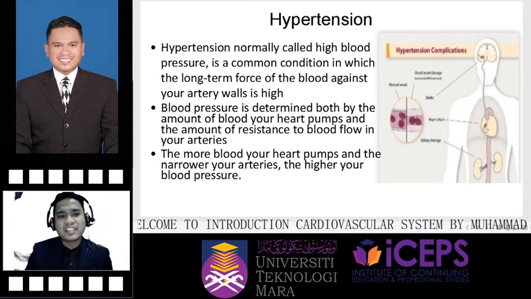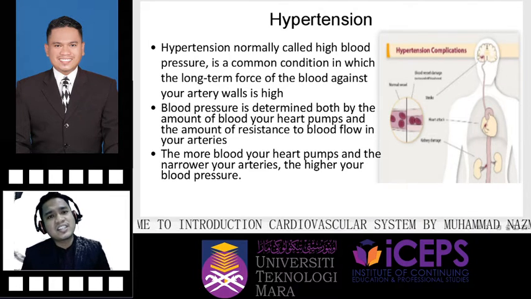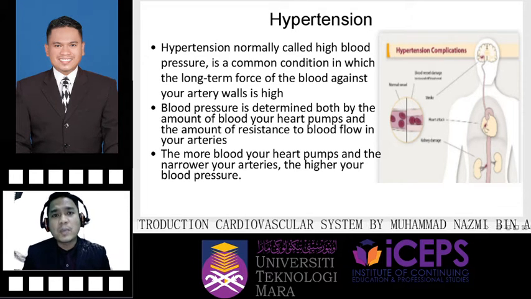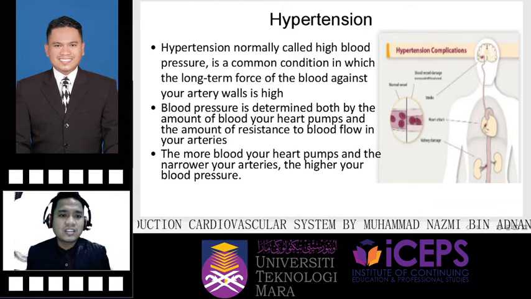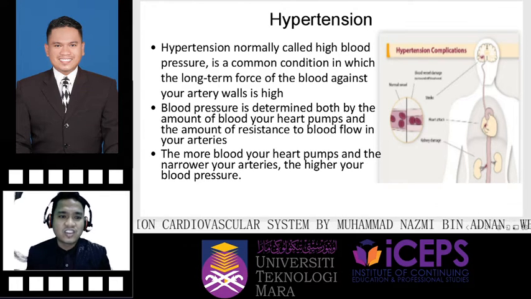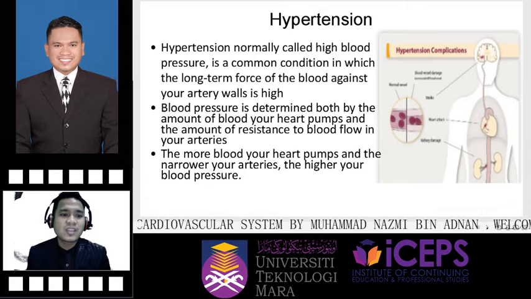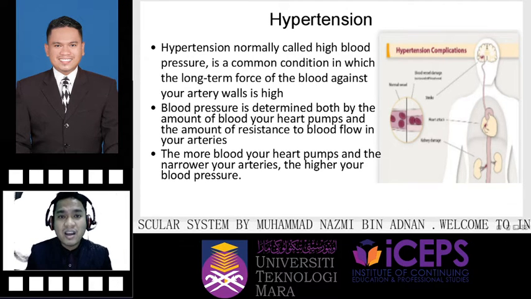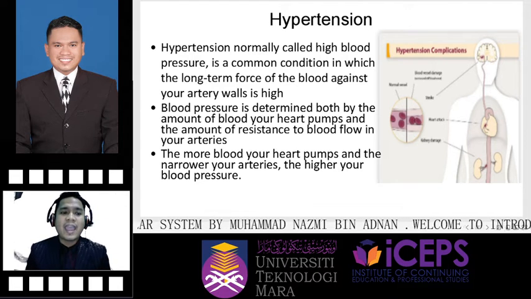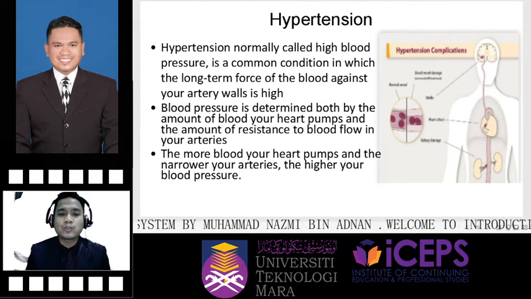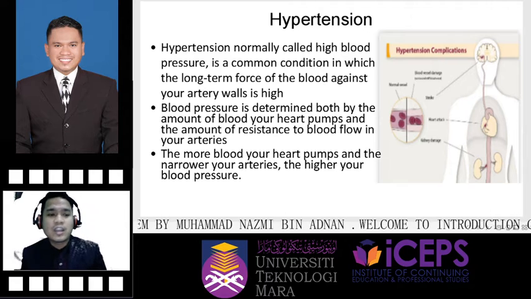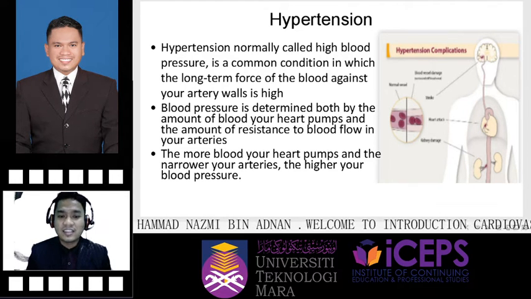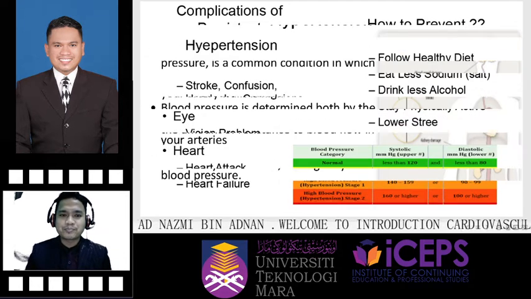So here is hypertension. What is hypertension actually? Hypertension is normally called high blood pressure. It's a common condition in which the long-term force of the blood against your artery walls is high. The blood pressure is determined both by the amount of blood your heart pumps and the amount of resistance to blood flow in your arteries. The more blood your heart pumps and the narrower your arteries, the higher your blood pressure.